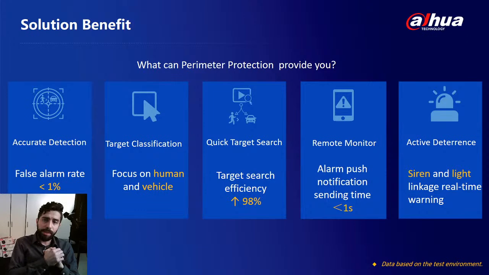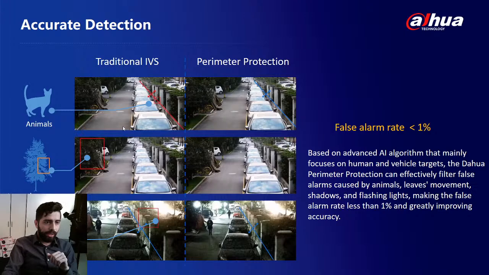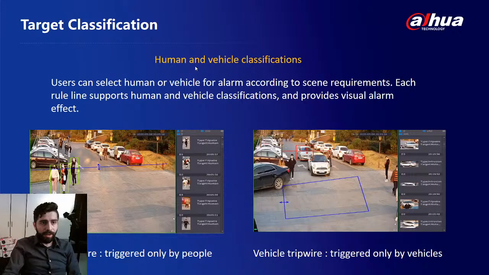So here we have the traditional IVS, and here we have the perimeter protection. With the traditional one, animals can trigger the alarm, leaves moving can trigger the alarm, and a flashlight can also trigger the alarm. With perimeter protection, you can forget about all of that. We also have human and vehicle classification. The camera identifies that these are humans, this is a car, for example, and all of that can be used to make the triggering of the alarm easier to define.